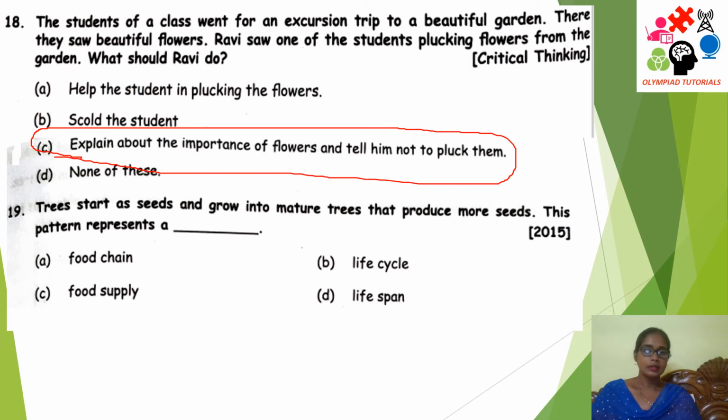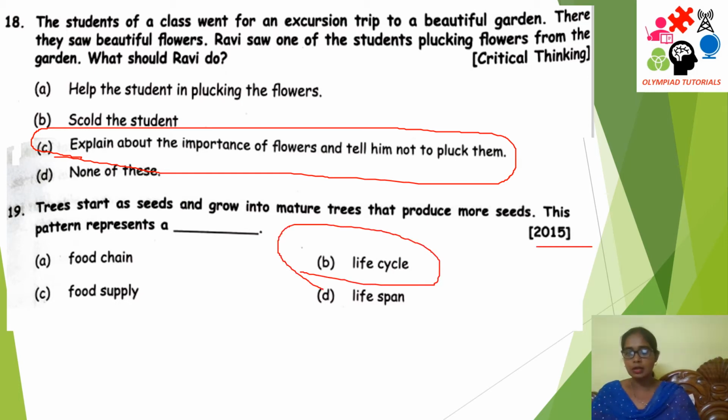Question number 19. Trees start from seeds and grow into mature plants that produce more seeds. This pattern represents a food chain, life cycle, food supply, lifespan. So at the very beginning you plant a seed, from a seed you get a baby plant that is going to grow into a young plant. From the young plant you'll get an adult plant, and then again you'll get a seed from the adult plant. So this is a complete life cycle of a plant. So here your option number B, life cycle, is going to be the correct answer. This question was asked in National Science Olympiad of 2015, class 4.